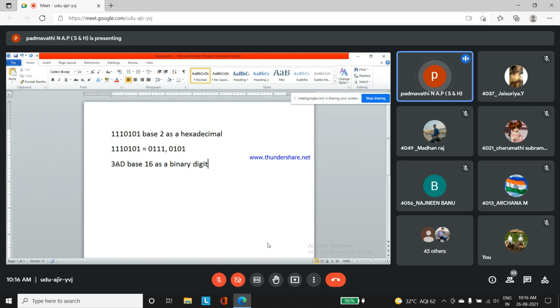Now a letter is given: A is equal to 10, D is equal to 13. Here we have to convert to binary digits, so the values are divided by 2. Can you do it? Yes, ma'am.